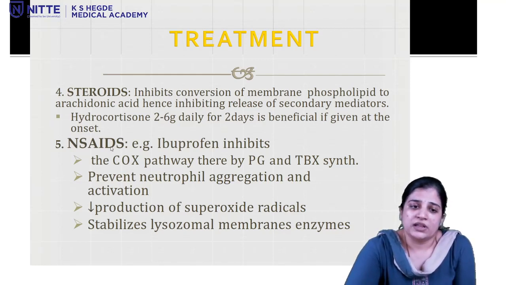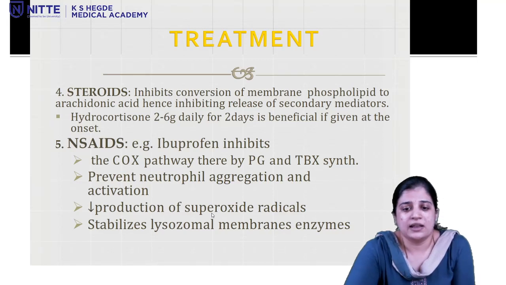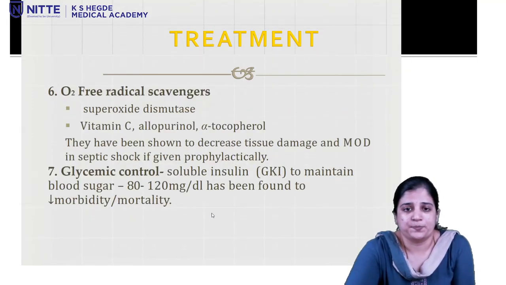So other than that, we can give NSAIDs also. NSAIDs like ibuprofen are given, which inhibits the COX pathway, thereby inhibiting prostaglandin and thromboxane synthesis. It prevents neutrophil aggregation also, and it also prevents the activation of neutrophils. It decreases the superoxide radicals and stabilizes the lysosome membrane enzymes.